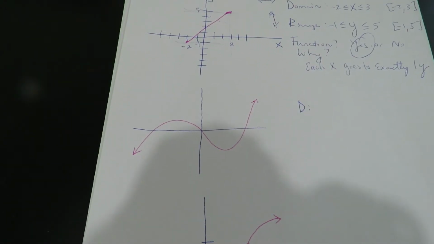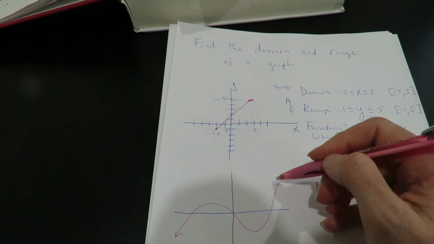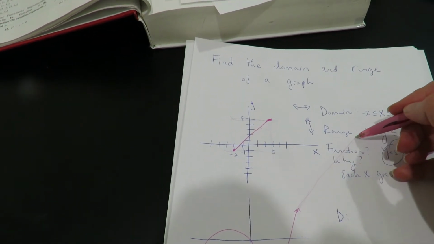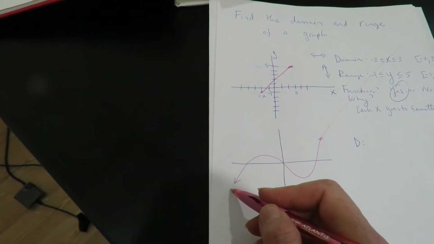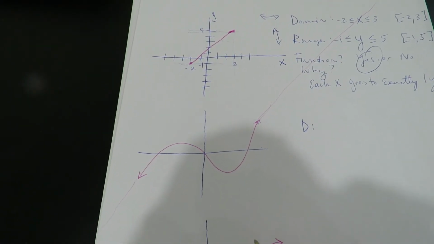What do you think the domain of this guy is? This guy has arrows, so think of it like a movie. Think of it as like this guy's going to keep going up and over. This guy's going to keep going down and over. Okay, think of it like a movie when it has arrows.